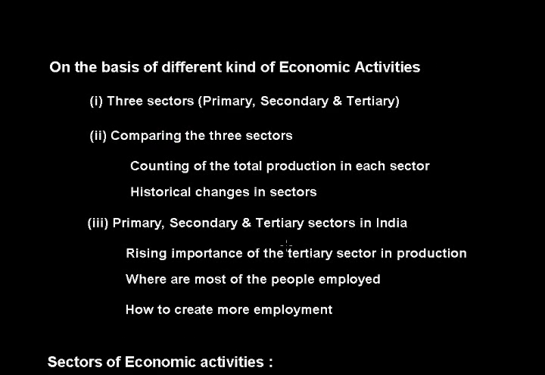On the basis of different kinds of economic activities, we have divided the sectors into three, that is primary, secondary and tertiary. That is the first thing which we will be discussing in this module. Then we are going to compare the three sectors, that is the primary, secondary and tertiary. The comparison will be done according to two criteria. First one is the counting of the total production in each sector. This is often termed as GDP of the economy, gross domestic product. If you add all the three, that is going to give you the GDP of the economy, gross domestic product of the country.